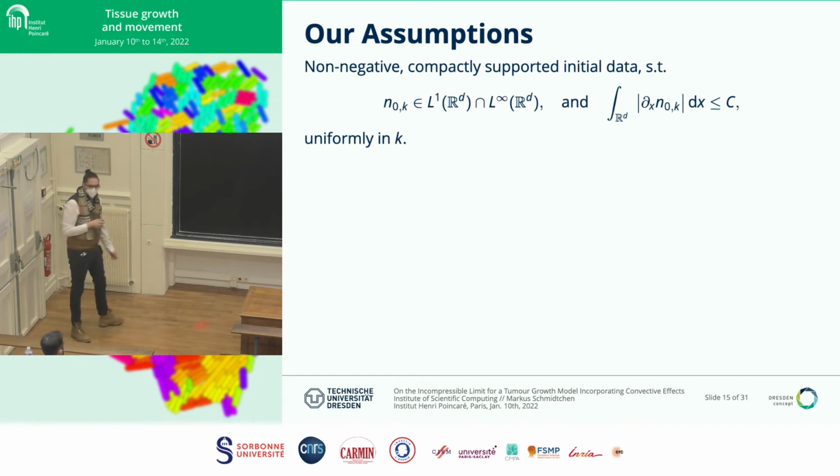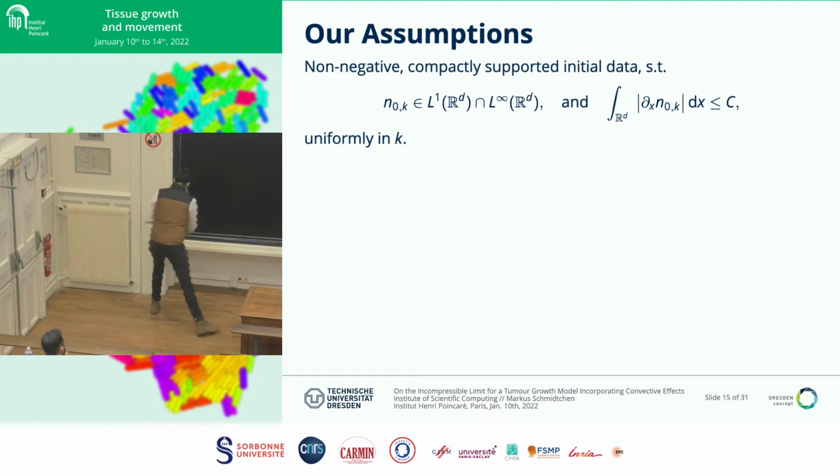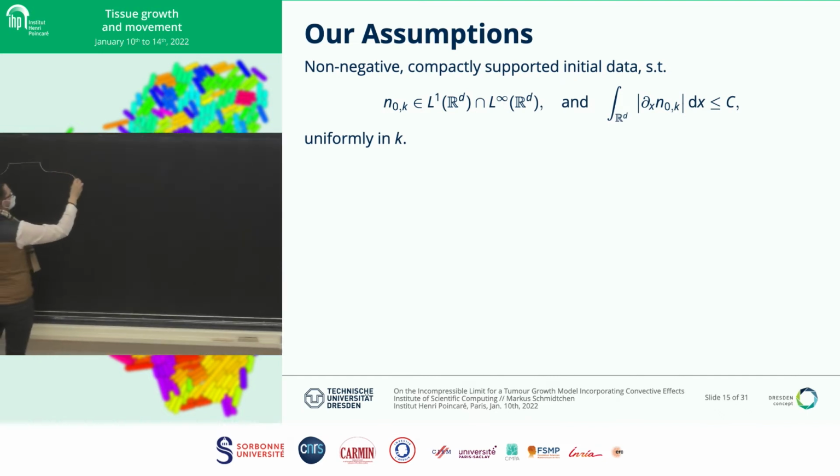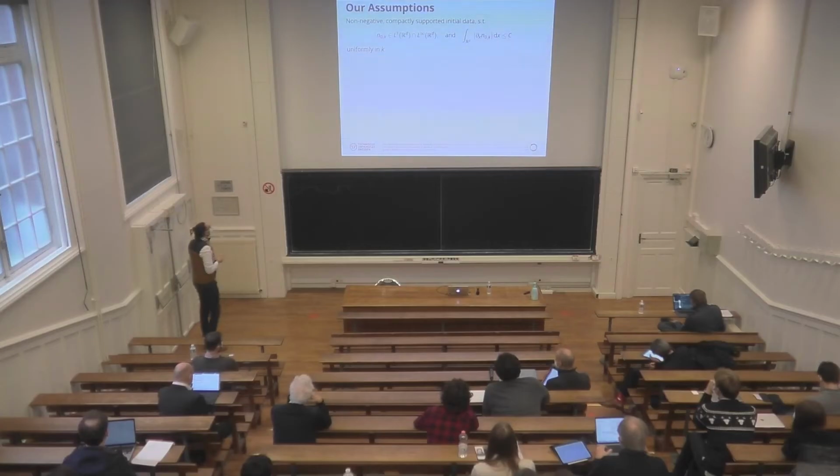The assumptions that we impose on our model are essentially, we have non-negative densities. They're compactly supported, integrable and bounded. And here we also assume that they're BV. This is not unusual to assume, because what you have to keep in mind is that if we want to have a Mesa limit of this type, then we have to allow for these jumps here. So this is a minimal requirement. This is not too crazy.